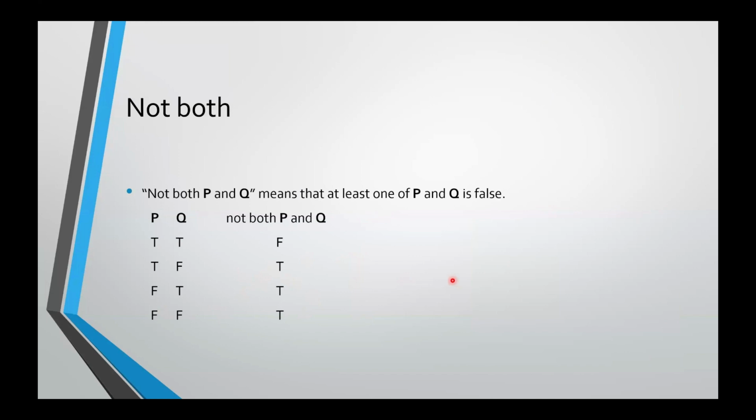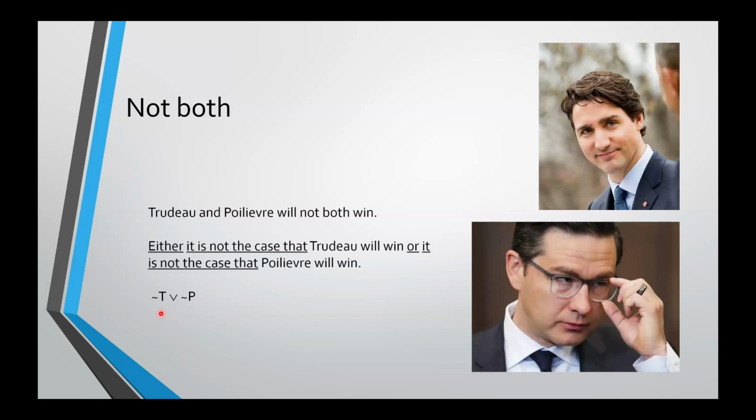The second way to do it is if you look at the truth tables over here, you notice this is true whenever one of them is false. So we could say either P is false, that's one of the things that will make it true, or Q is false, that's one of the things that will make it true, or both. So we're going to use an inclusive or for this. That gives us this symbolization. Either it's not the case that Trudeau will win, or it's not the case that Poilievre will win. So not T or not P.